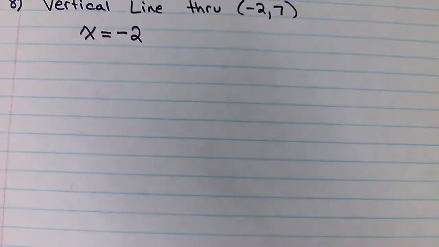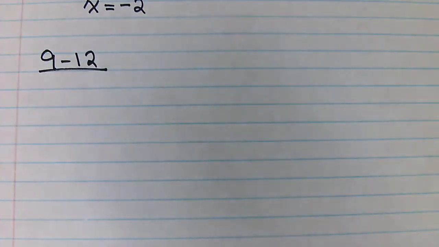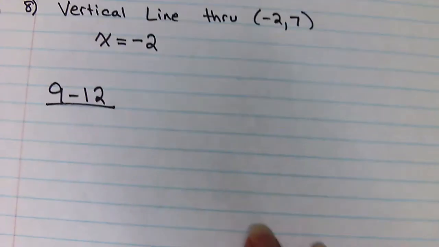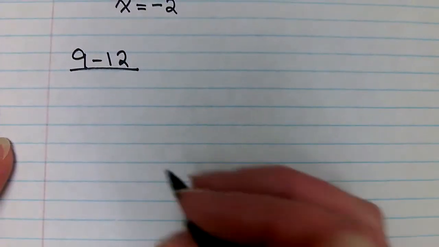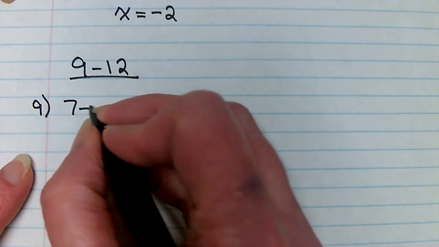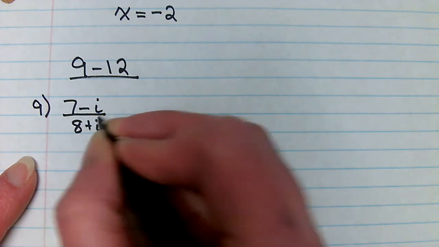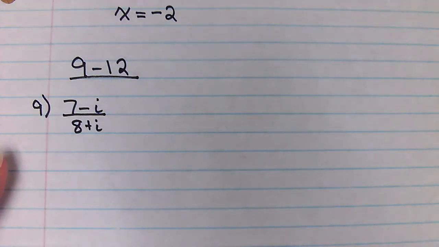Okay, so we did 1 through 8 in the previous video. This time, I'm going to do 9 through 12. These are our imaginary numbers, our complex numbers. So I'm going to show you 2 different ways to do it. Let's review doing it by hand.